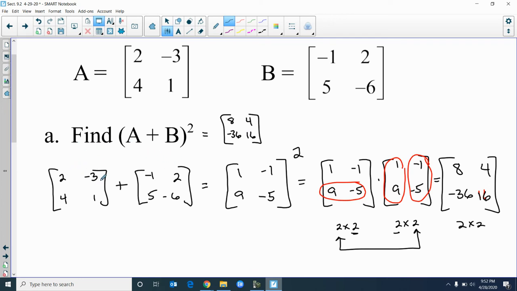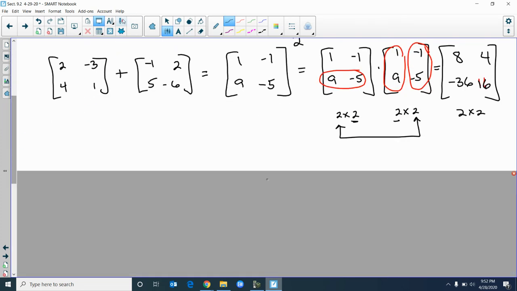So there's a lot going on here. And one thing is when you square something, do not just square the individual terms. You got to write it beside each other.